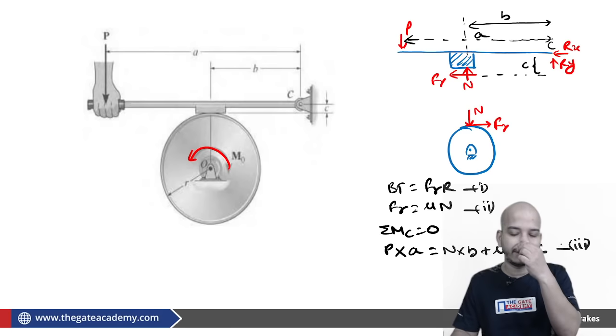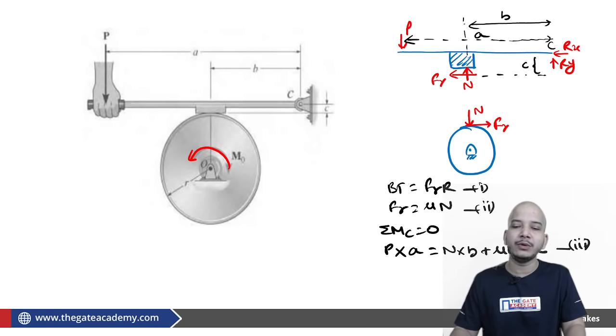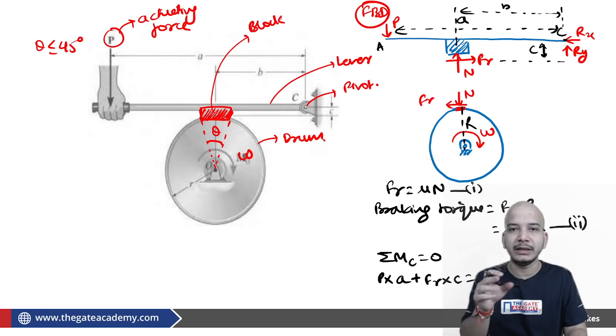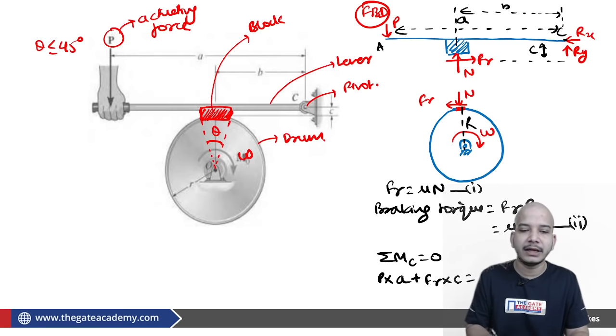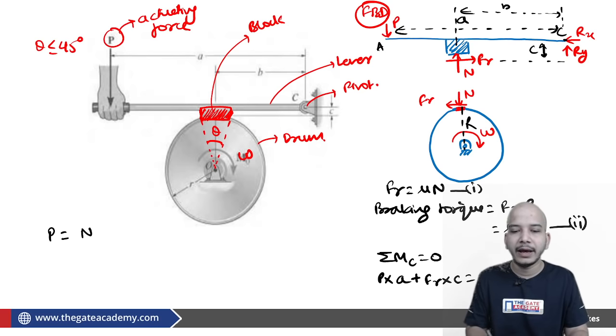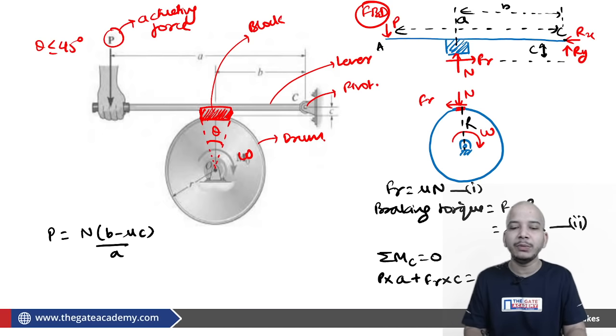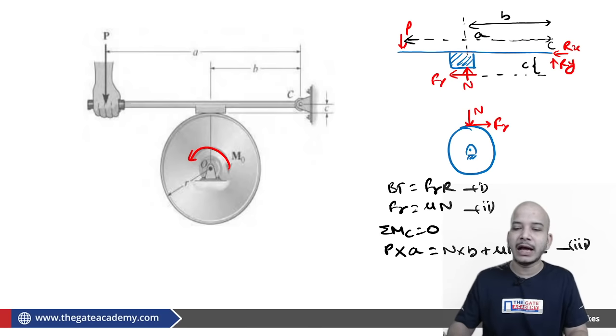Now if you will observe the equations very carefully, then you can say that in the first case, for this particular orientation, for this particular block lever arrangement, for these particular dimensions, for this particular rotation, P can be calculated as N into B minus mu C upon A. I am not asking you to memorize anything, I am just saying that observe it. Here the P is equal to N into B minus mu C upon A. Here if you will ask that okay, what is P? So P will be equal to N into B plus mu C upon A.